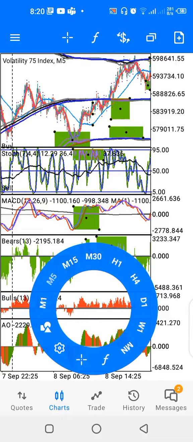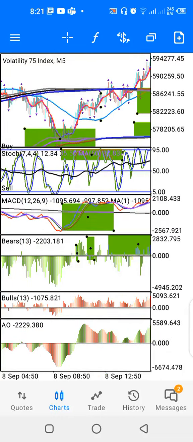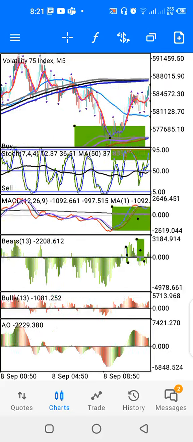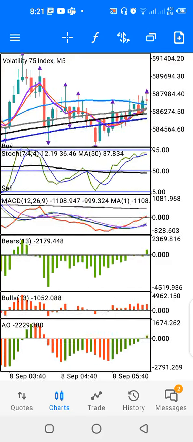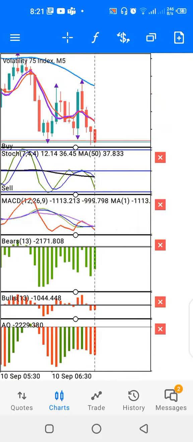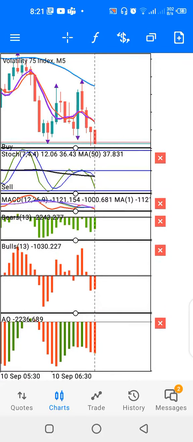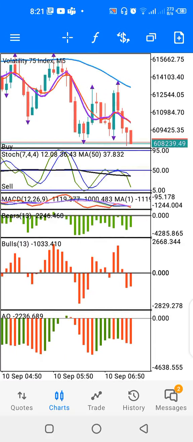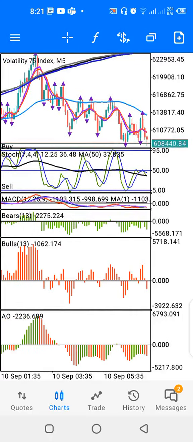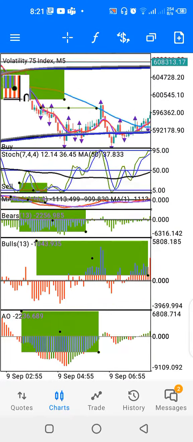These are bulls power. Let me zoom in and give the bulls power window some space so that we can see what I'm about to explain. Okay, I think that's okay. So you make use of the bulls power indicator window when you're looking for when to sell. Only when you're looking for when to sell.